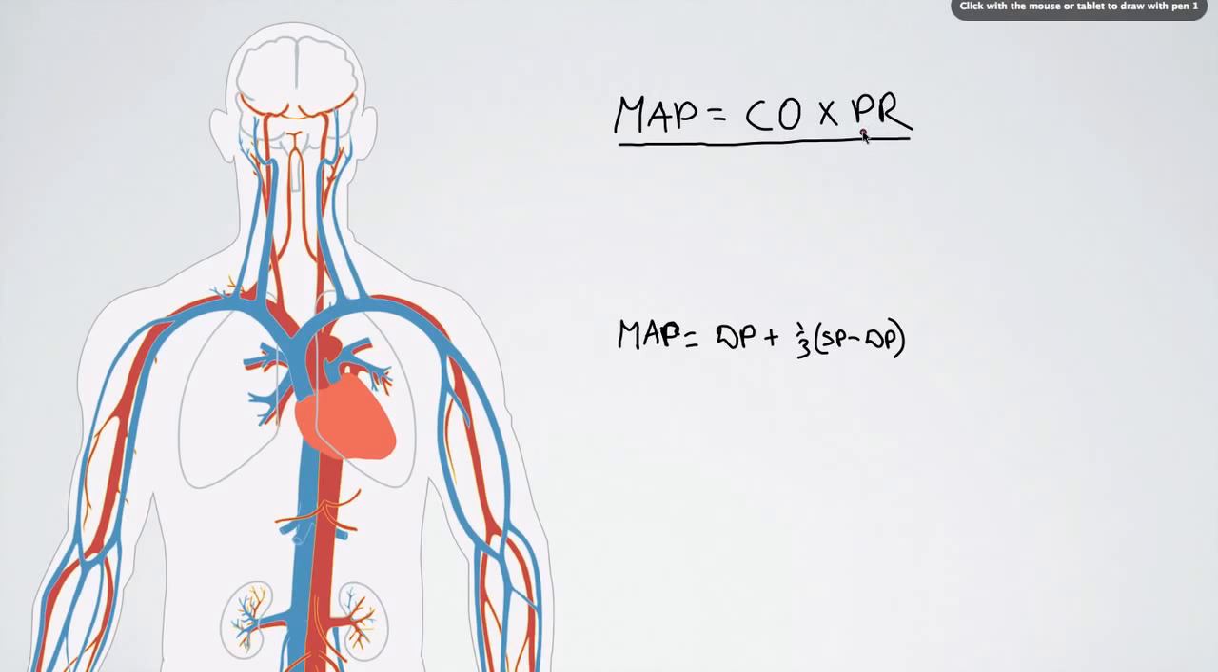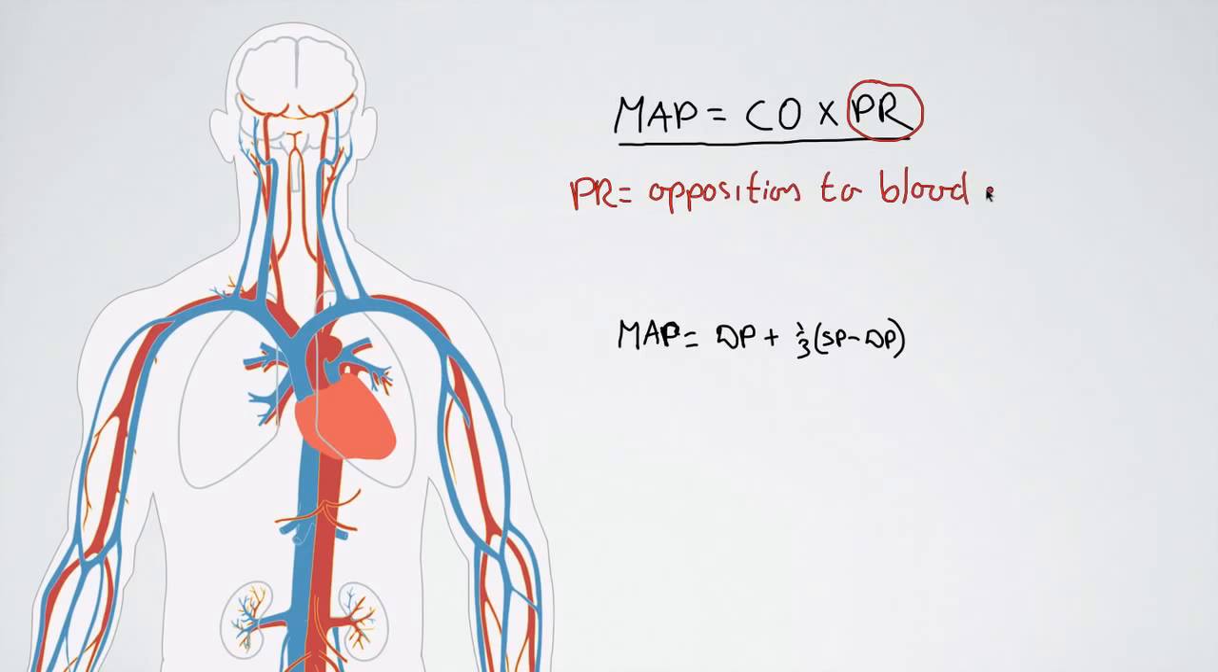Why? Because today we're going to talk about peripheral resistance. And we already defined what peripheral resistance is. Peripheral resistance is basically opposition to blood flow. And of course, you have the heart that's beating and sending the blood through these blood vessels.